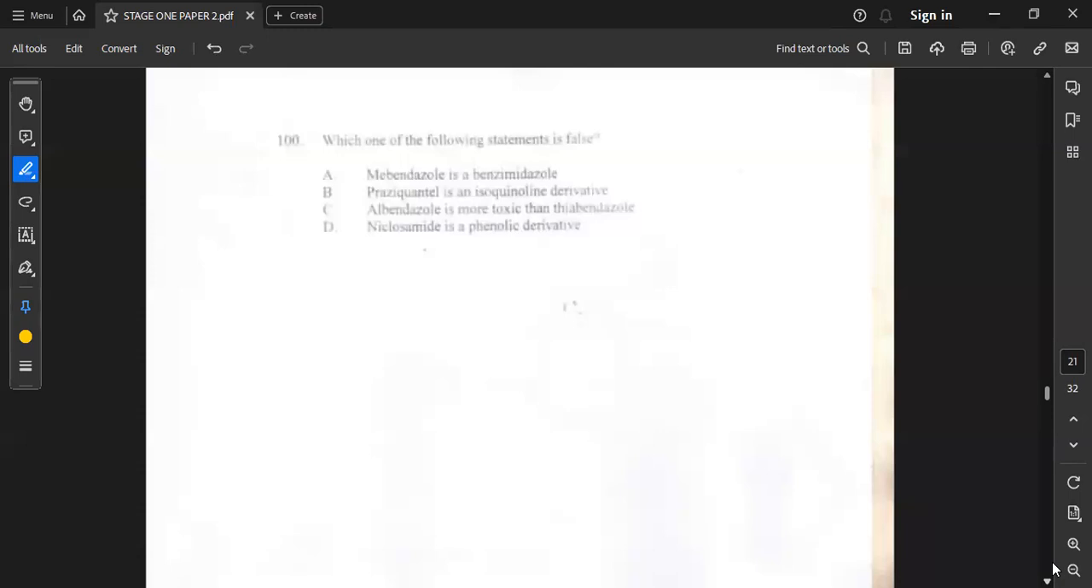May I go with C? Albendazole is more toxic than thiabendazole, because there is no way we can be using a more toxic drug, in my opinion. For once, OK has agreed with me; she's also saying that the answer is C. Yeah, the answer is C. But is niclosamide a phenolic derivative? I don't know about that, but the other two are. Oh, Samia said it is. So the answer is C.